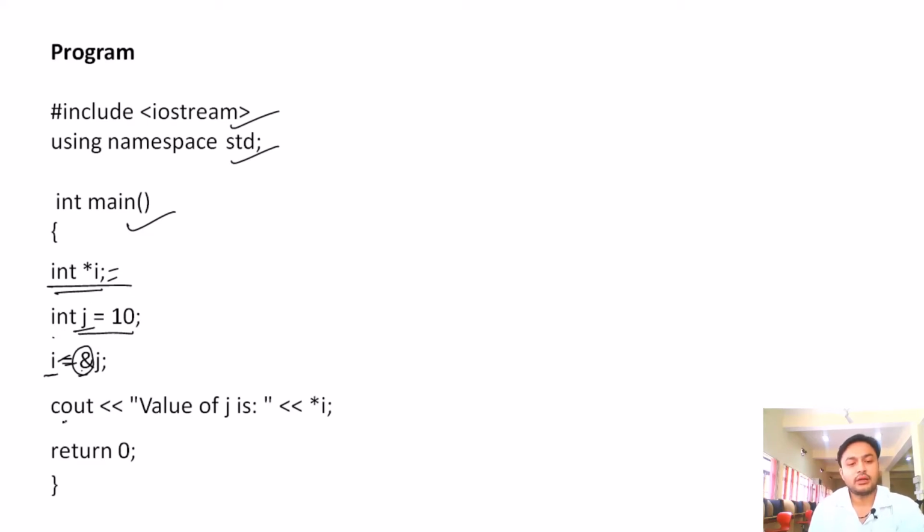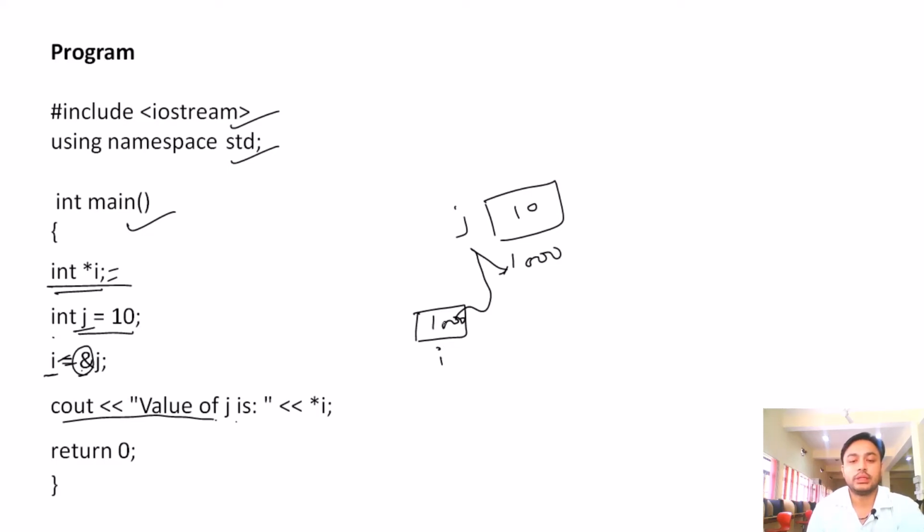Then after that, the value of j is obtained with star I. So suppose this is j, the value of j is 10 and the memory location is 1000. This is a pointer, that is I, and I holds the address of this variable. Now if you use this dereference operator, only then will it print the value of j.